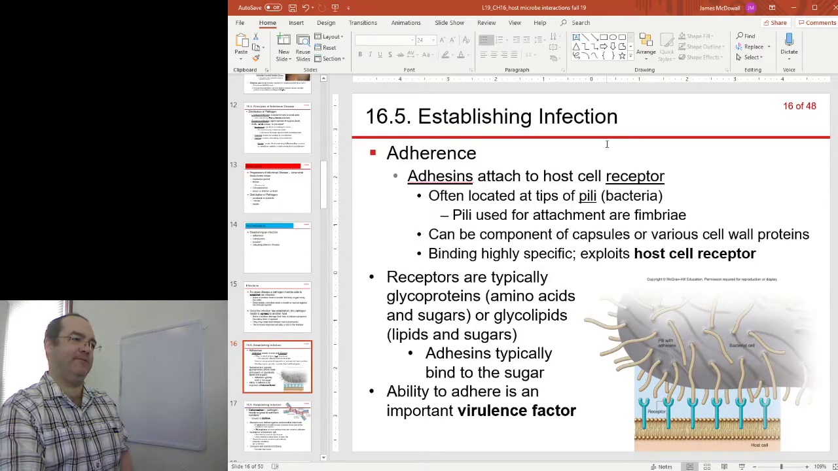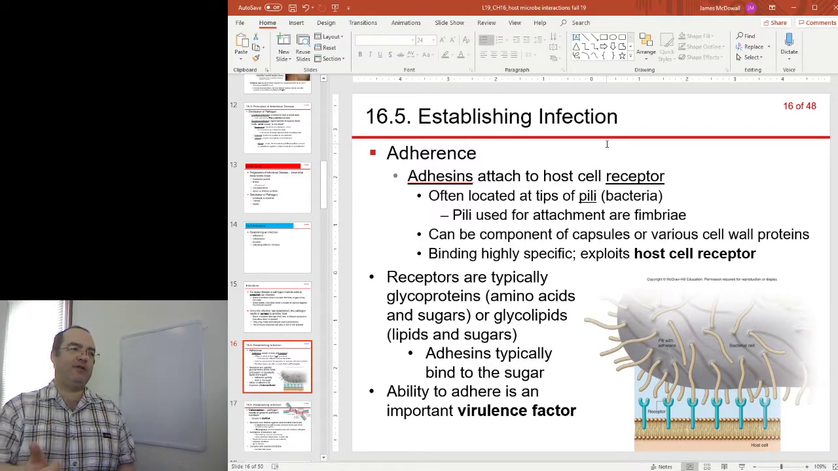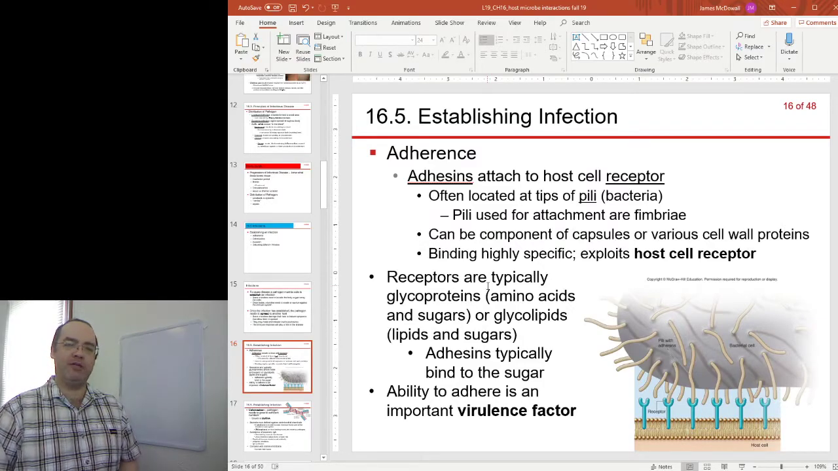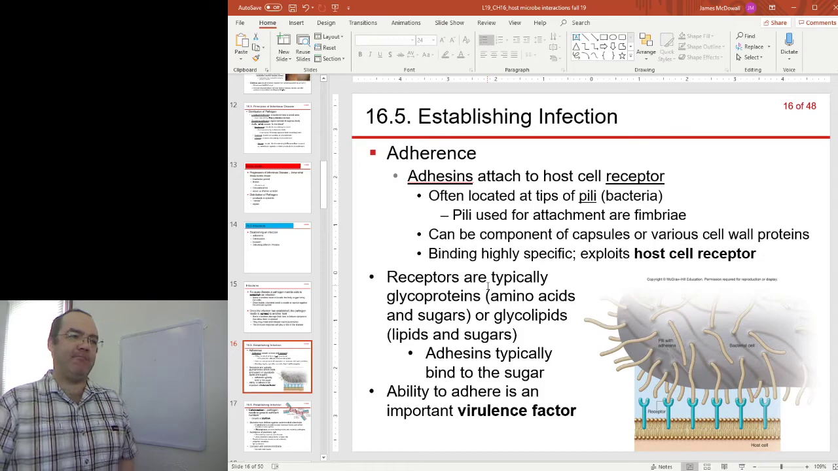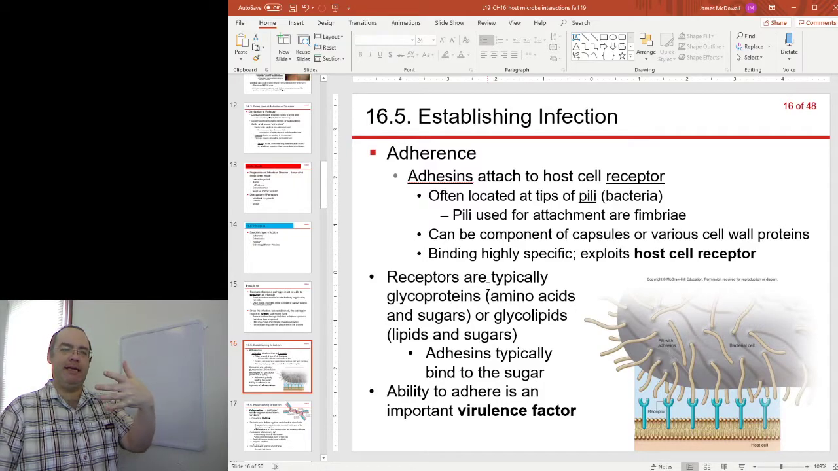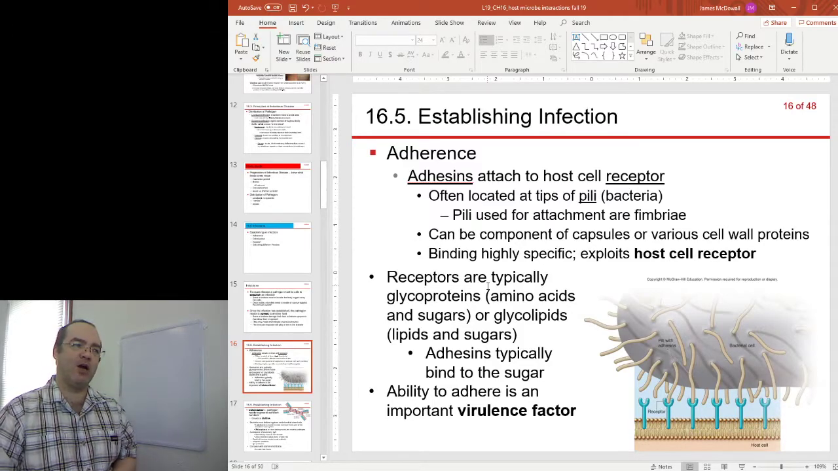Okay, so on to slide 16. Adherence. The first thing a bacteria has to do before it can cause any kind of illness is it has to stick to your cells. So we have bacteria wanting to stick to cells, and the mechanism of bacterial protrusions that stick to host cell receptors, very similar to our viral spikes sticking into, say, a glycoprotein.